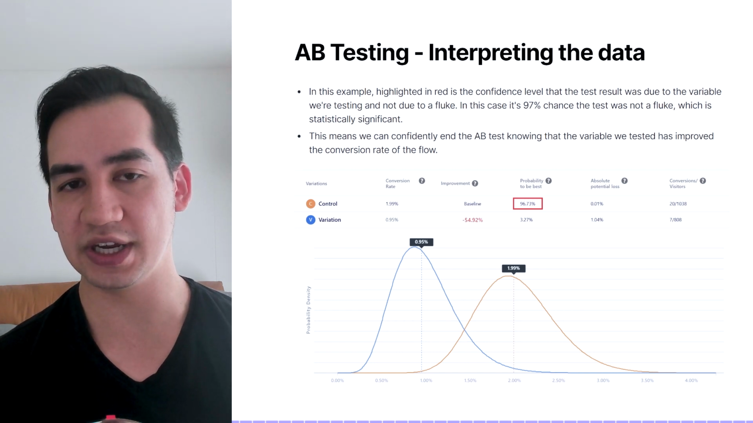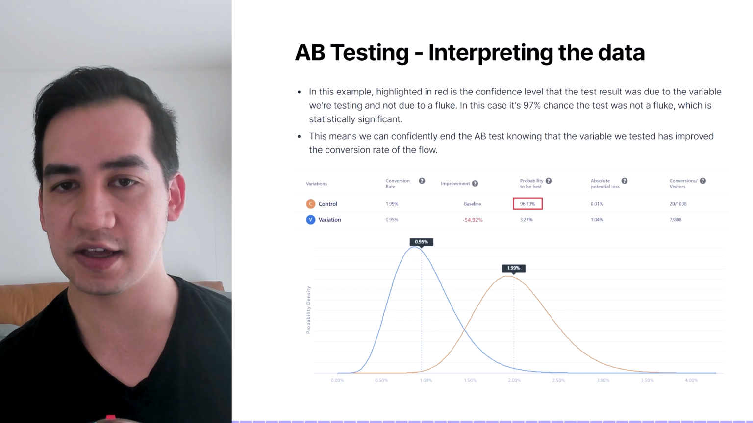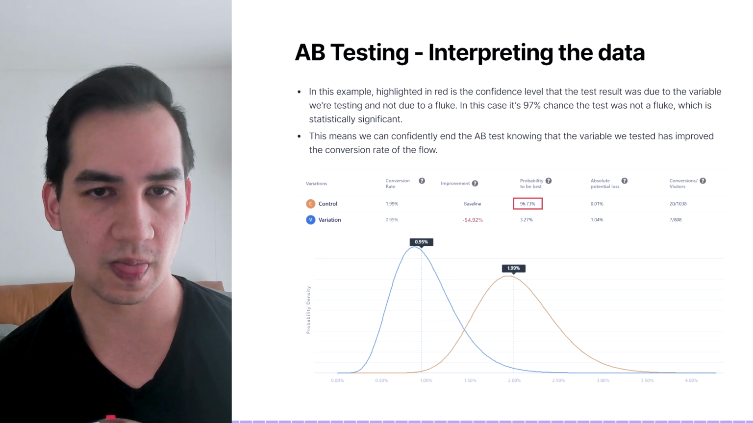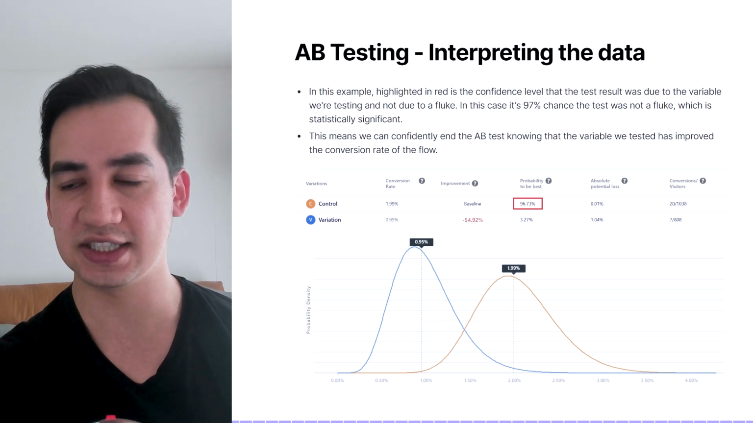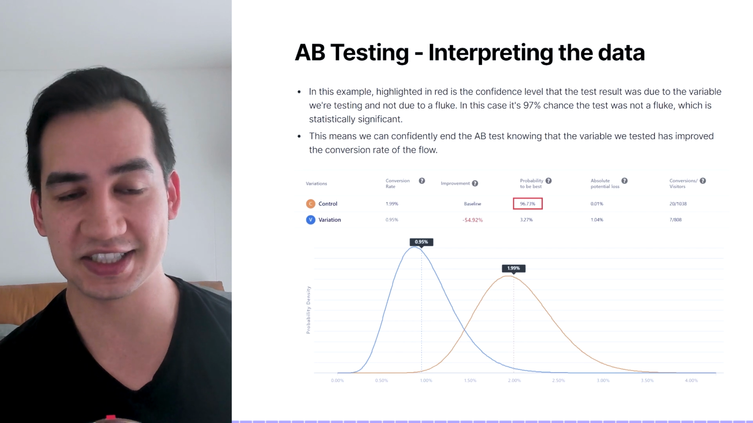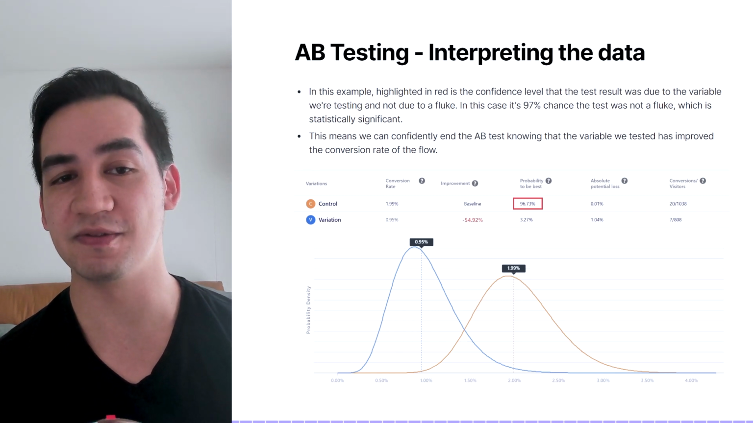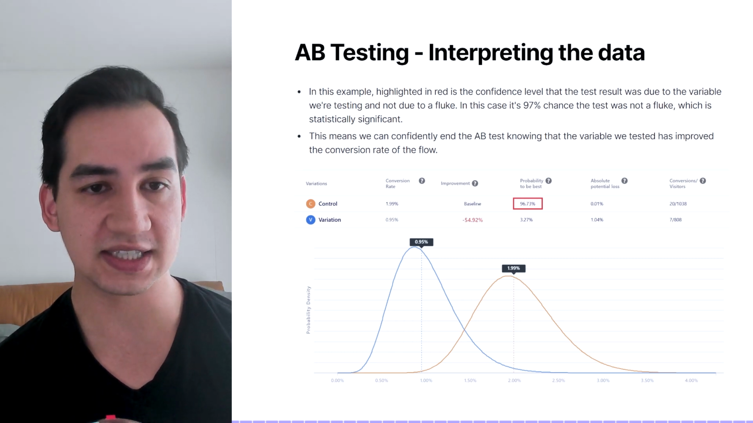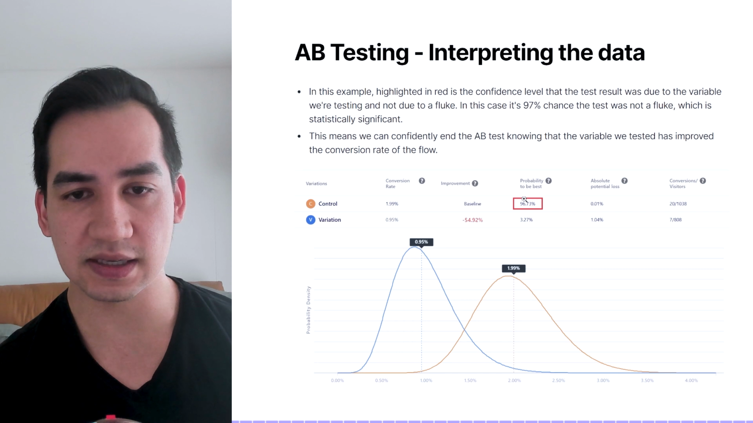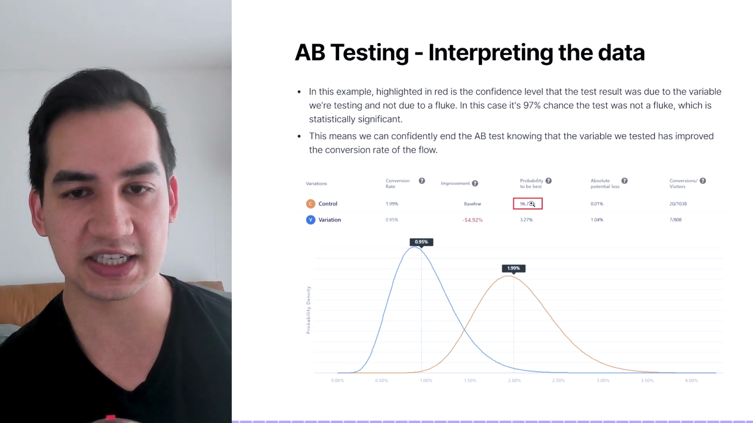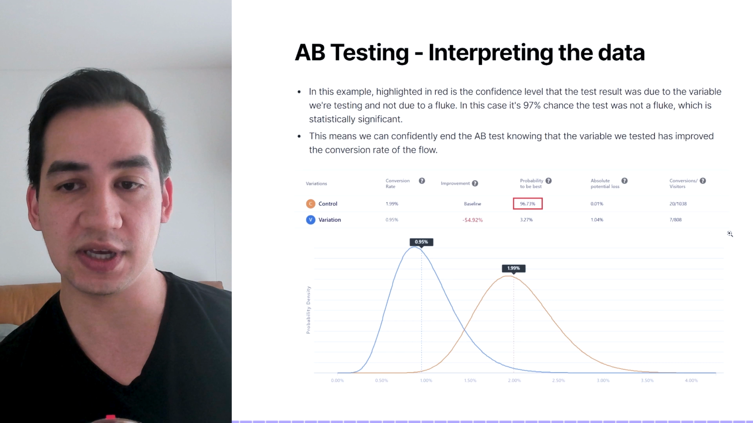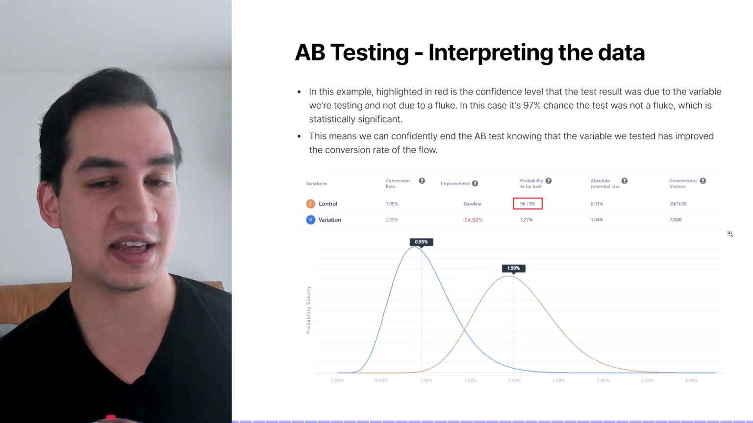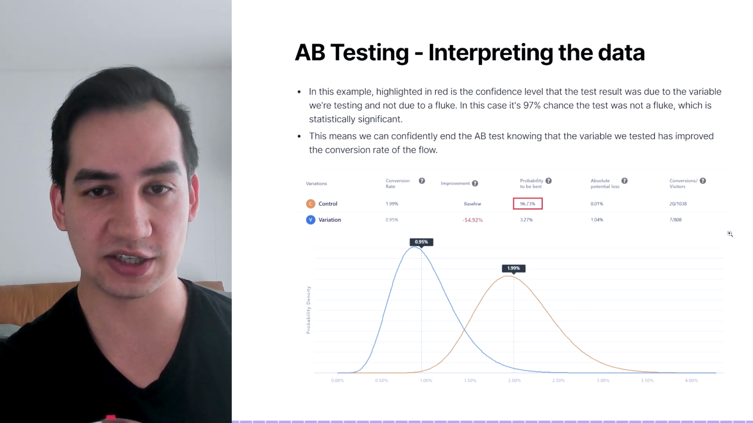In this example, highlighted in red over here is the confidence level that the test was due to the variable that we're testing and not due to a fluke. In this case, it's a 97% chance that the test was not a fluke, which means that it's statistically significant. So we could be highly confident that this test made a huge difference due to the variable that we're testing. That's how you interpret that. What probability to be the best you accept is completely up to you, and that's the intuitive feel part. If you have low store traffic, then anything over 90% would be considered good, for example.